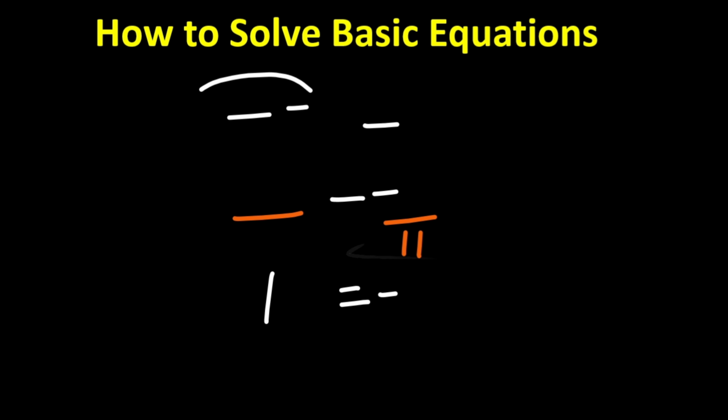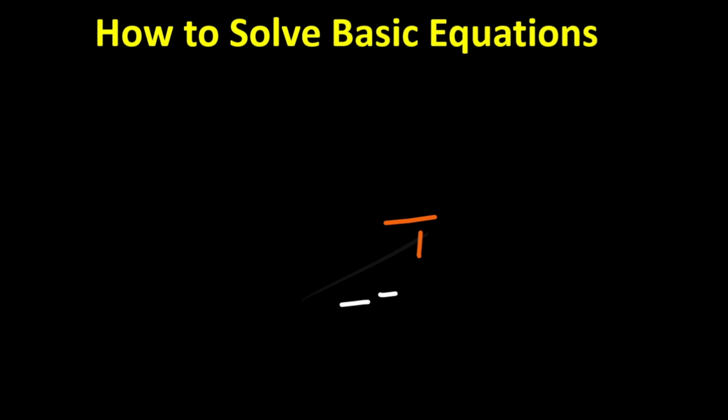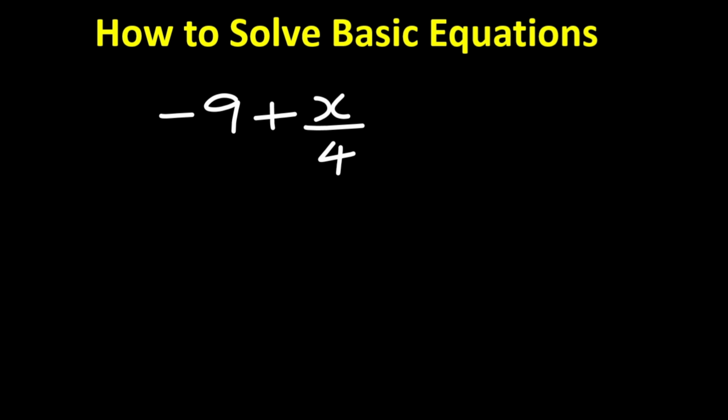Now, let's do the next question. Say the question is negative 9 plus x divided by 4 equals negative 7. The question is, what is the value of x? As you can see, we got here negative 9 plus x divided by 4. So to find the value of x, we should get rid of negative 9 and then 4. So first, we get rid of negative 9.